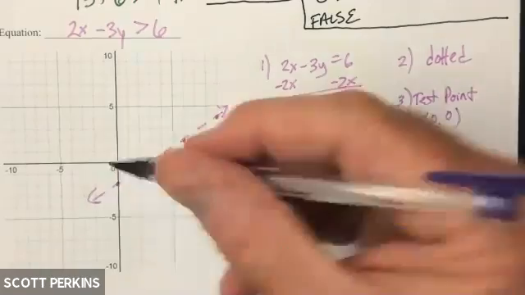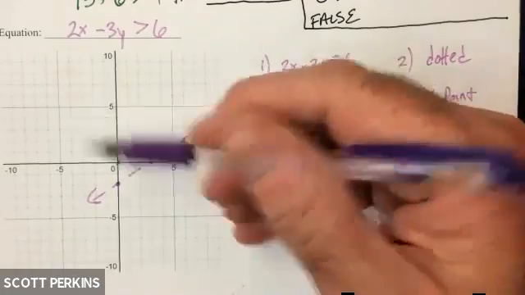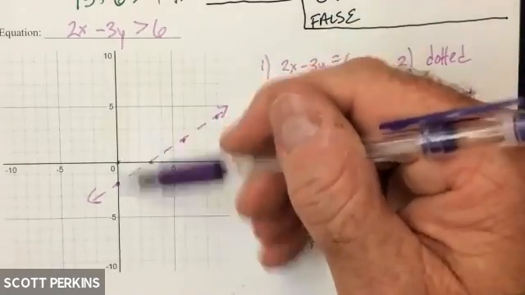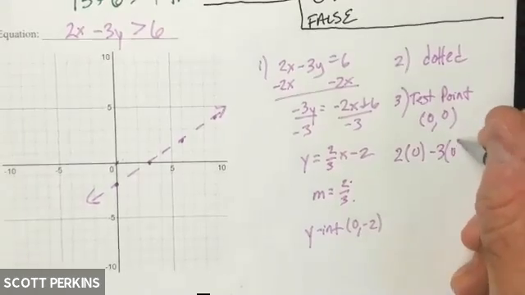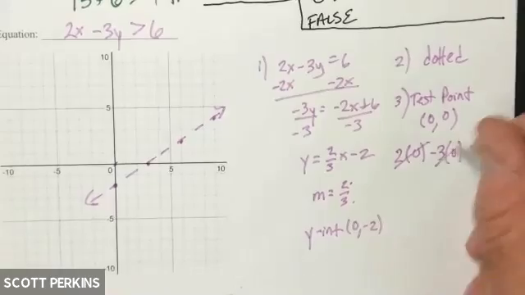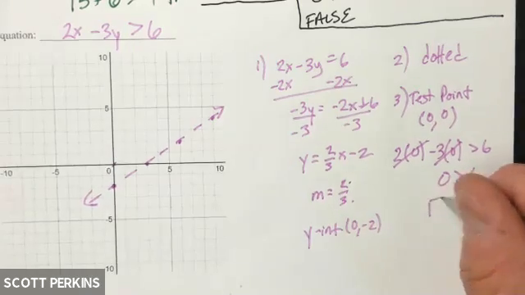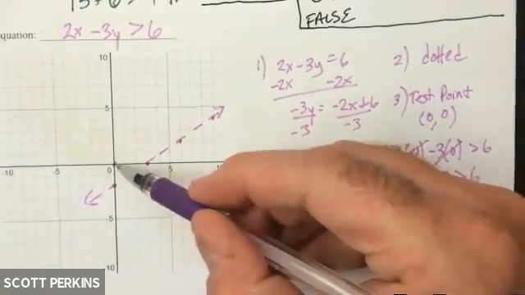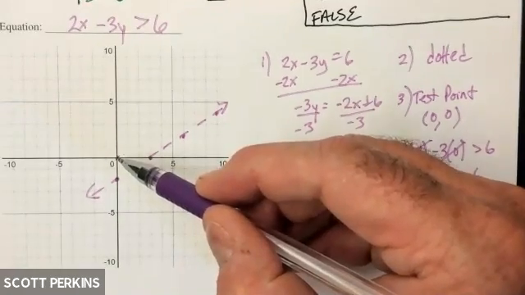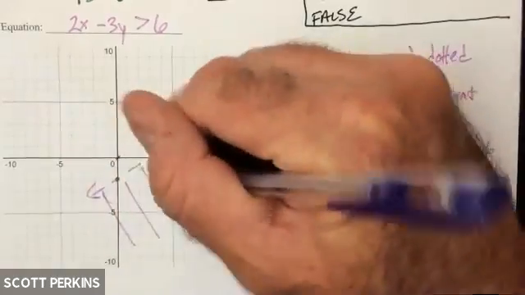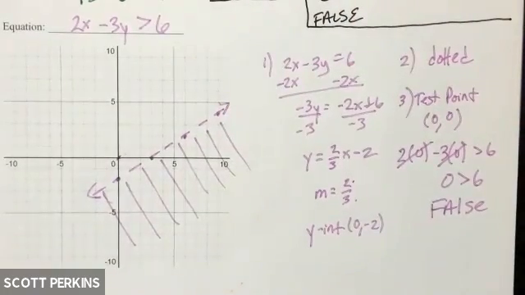0, 0 is on the top of the line right here. So if I get a true statement, I will shade at the top. If I get a false statement, I will shade below. So we've got 2 times 0 minus 3 times 0 is greater than 6. Is 0 greater than 6? That's false. So my test point is right where the tip of my pen is. It was false, so once again, that tells me to shade the other side. So I'm going to shade below. And please notice, this was a greater than problem, and I'm shading below.